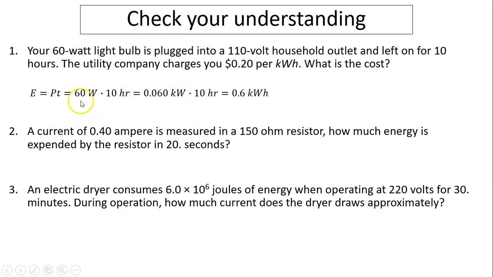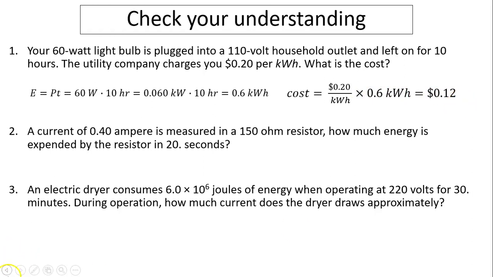One way to convert it is to use 60 times 10 to the negative 3. Remember, to convert to kilo is to divide by K, which is 10 to the 3, so 60 divided by 1,000 gives you 0.060 kilowatt. And that gives you 0.6 kilowatt hour. We know the utility company charges 20 cents per kilowatt hour, so the cost is 20 cents per kilowatt hour times 0.6 kilowatt hour. That gives you $0.12 or 12 cents.